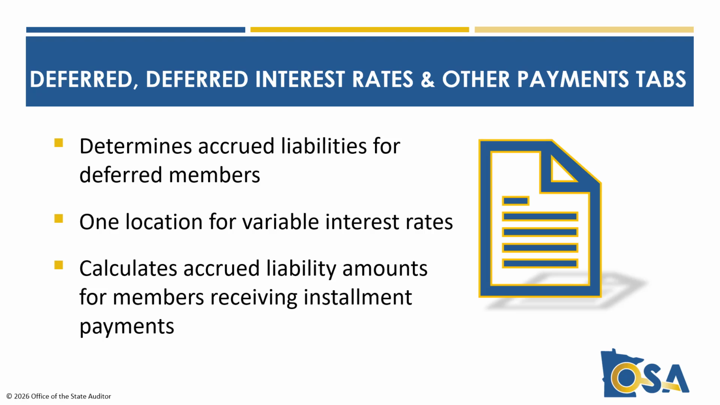The purpose of the Other Payments tab is to determine the liabilities for each member of the Relief Association who is receiving installment payments. The SC form uses the member liabilities from both tabs to calculate the surplus or deficit amount and the required municipal or independent fire department contribution for the following calendar year.